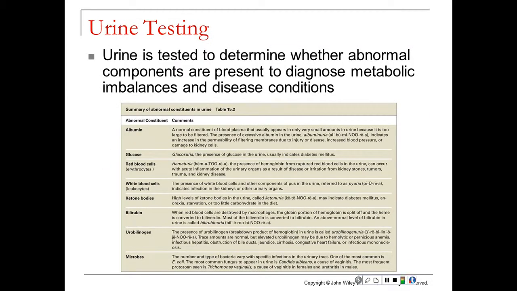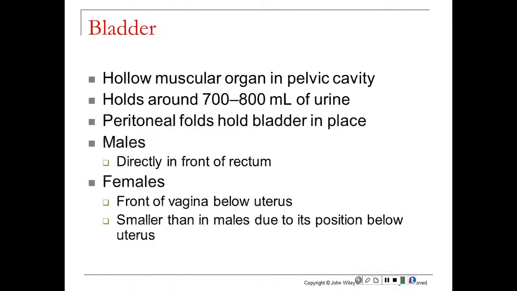So urine tests can ultimately be done to determine whether there's an abnormal presence of substances or abnormal metabolic processes or imbalances, as well as disease conditions. This chart goes through a number of them. You should be familiar with some of them. It might be a good essay question for me to ask, give examples of some abnormal constituents of urine, but I wouldn't ask you specifically what the presence of ketone bodies in urine would represent.